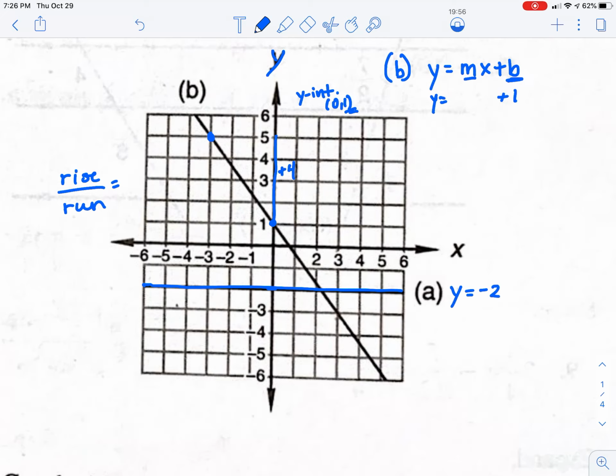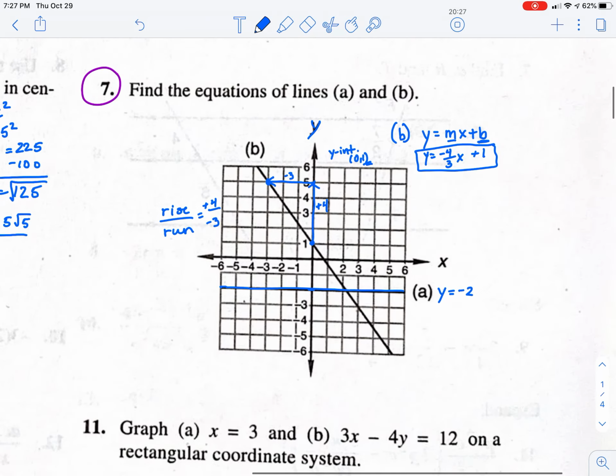So I went up 4, positive, and over in a negative direction, 3. To the left is a negative direction. So I rose up a positive 4, and I ran in a negative direction 3 steps. So my slope is negative 4/3. So I plug that in for m, and I get negative 4/3 x plus 1, and that is the equation of line B.